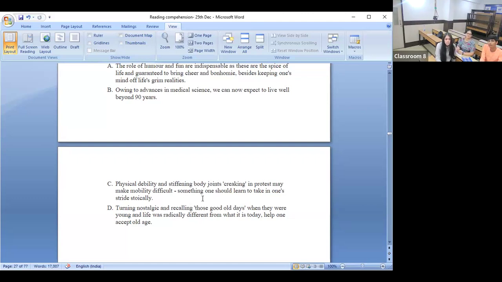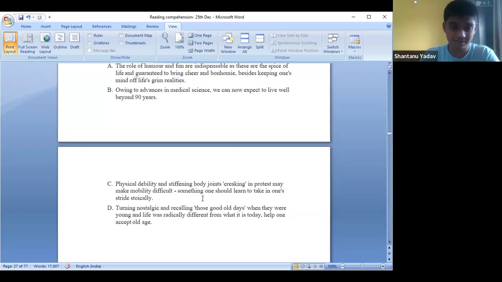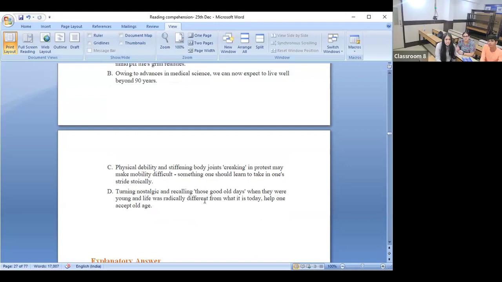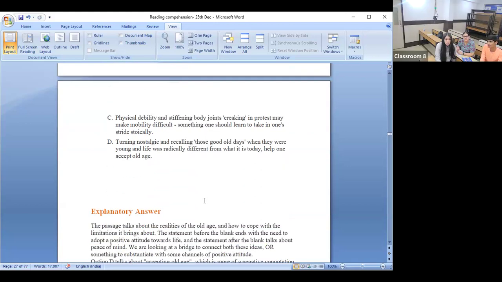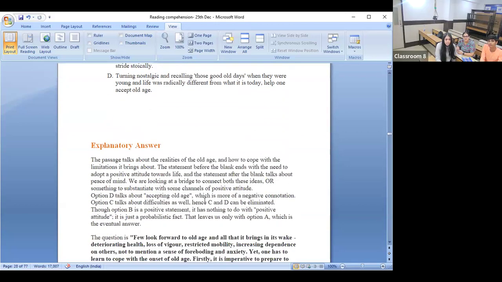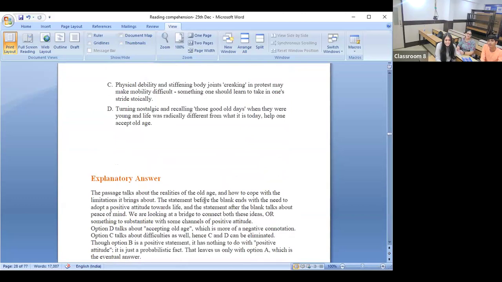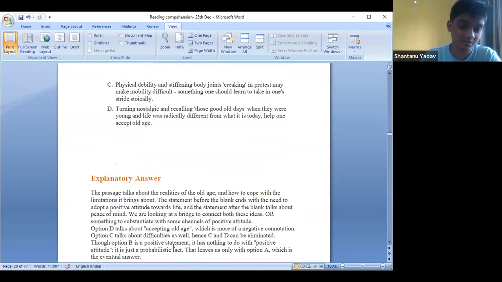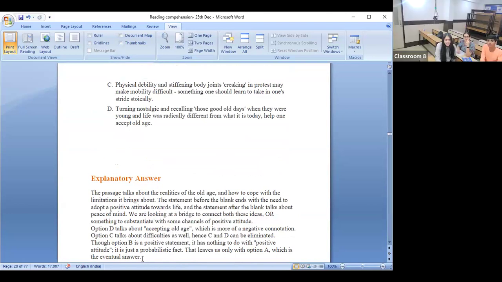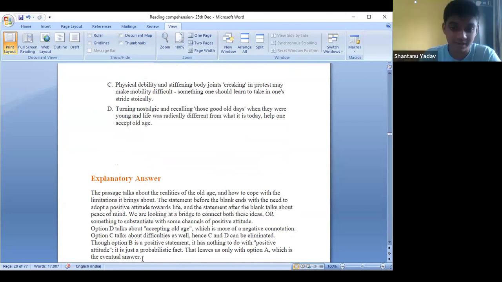Shantanu, answer. Ma'am, I think it's C. P comes here. C, C. Okay, it's not the C. What's the answer? You have written it's A. Wait, A. Let me read it.